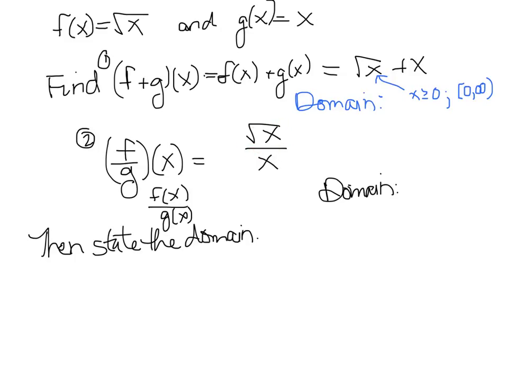The square root of x still causes a problem, right? So we still have values when x is greater than or equal to 0. But the denominator says that x can't be equal to 0 because we don't want to divide by 0. So here our domain is from 0 to infinity, but we don't get to include 0 this time.